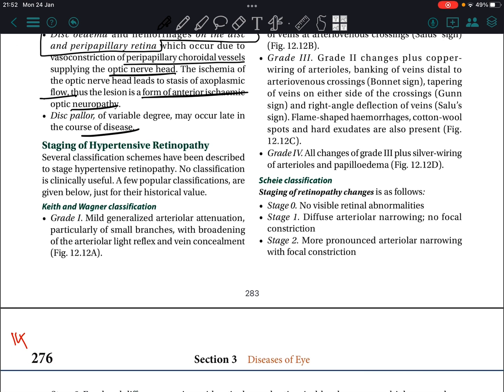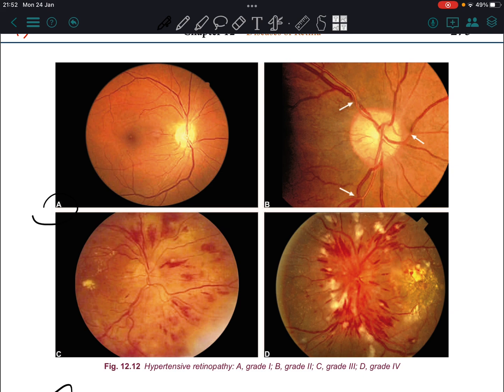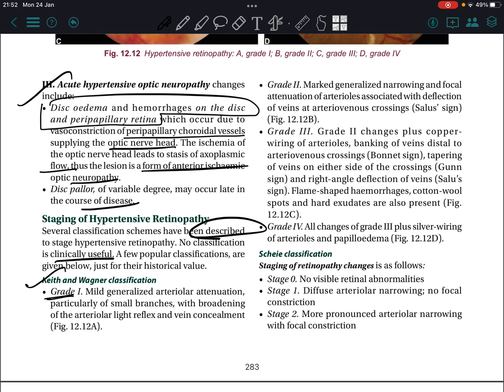Staging of hypertensive retinopathy. Several classifications have been described. No classification is clinically useful. A few popular classifications are given below. Keith and Wagner classification, grade 1: mild generalized arterial attenuation, particularly of small branches, with broadening of arterial light reflex and vein concealment.